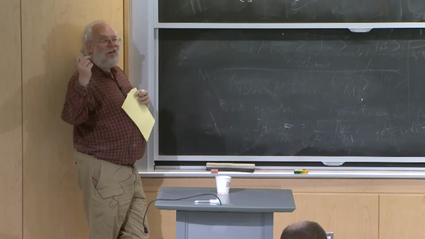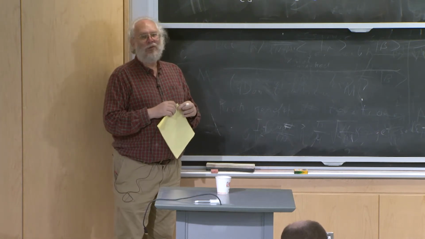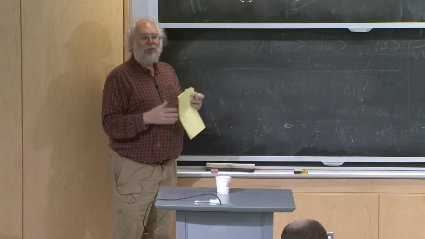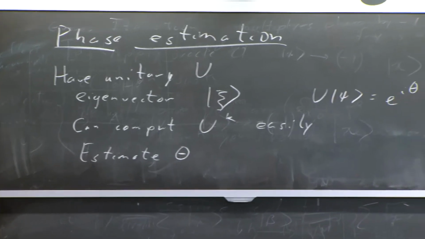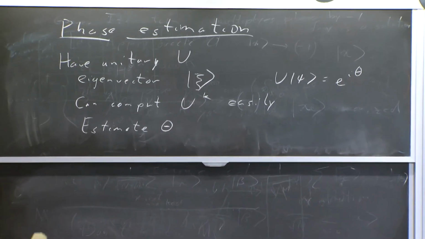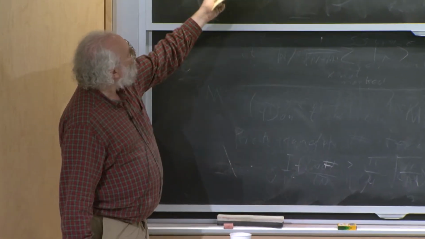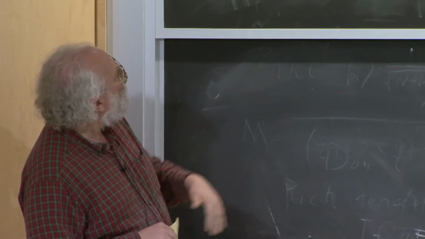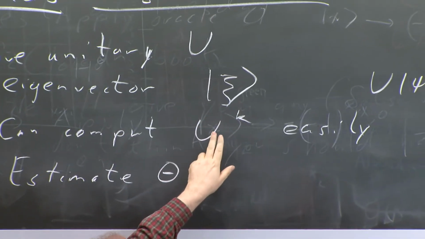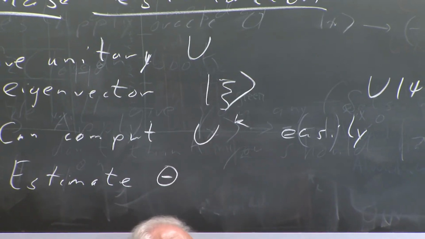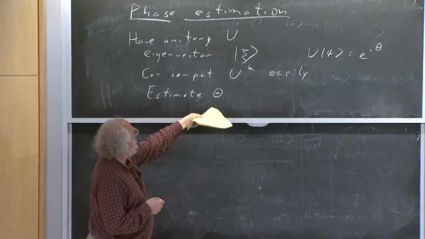Anyway, Alexei Kitaev in Russia heard about the factoring algorithm, but he couldn't find a paper, so he figured it out by himself, and he figured out the phase estimation algorithm, which can also be used to do factoring. If we have time, I'll explain how. But so you have a unitary, an eigenvector, and you can compute U to the k easily. So how do you estimate the phase?